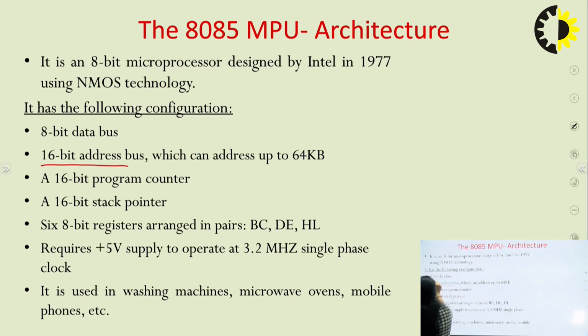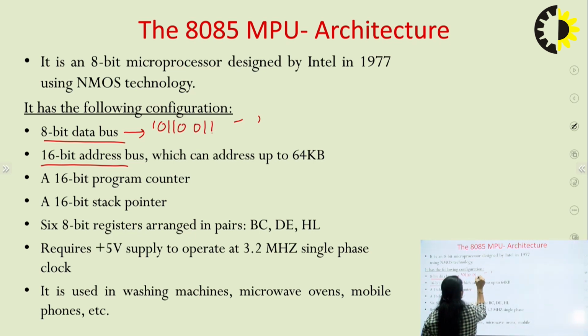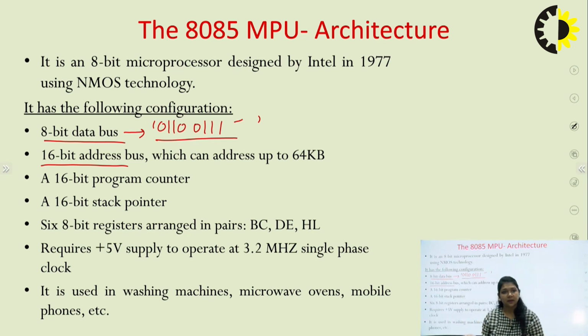So what do we mean by 8-bit data bus and 16-bit address bus? 8-bit data bus means the maximum range of data which can travel from microprocessor 8085 is 8 bits. Suppose we have these bits. These 8 bits can travel simultaneously, can be transferred simultaneously from the microprocessor. It can process these 8 bits.